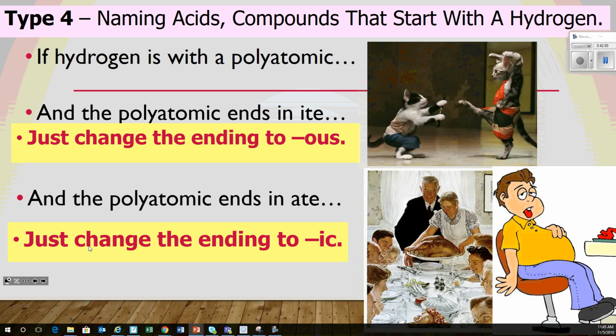So if I end up with one that doesn't start with hydro, but it ends in ick, then change that ick to ate and go look for the polyatomic. Where do I find these polyatomics? On the back of your periodic table. So look on the back of your periodic table, have it open now because we're going to be using it to make these next acids. The first ones are not on your sheet, but just stay with me.